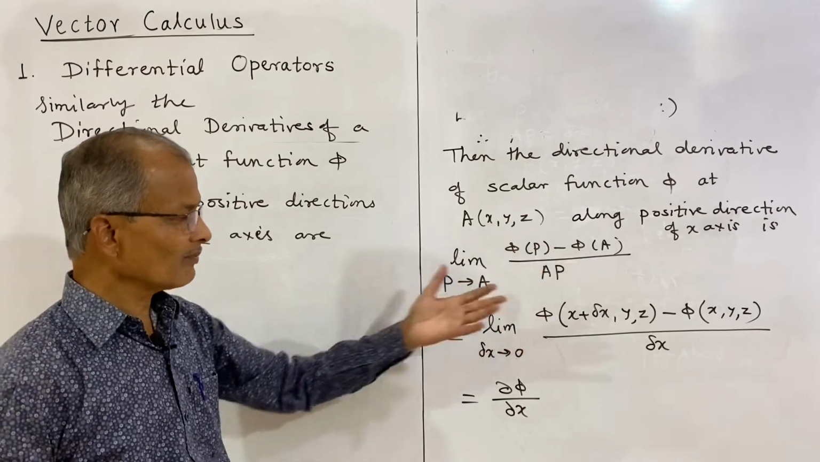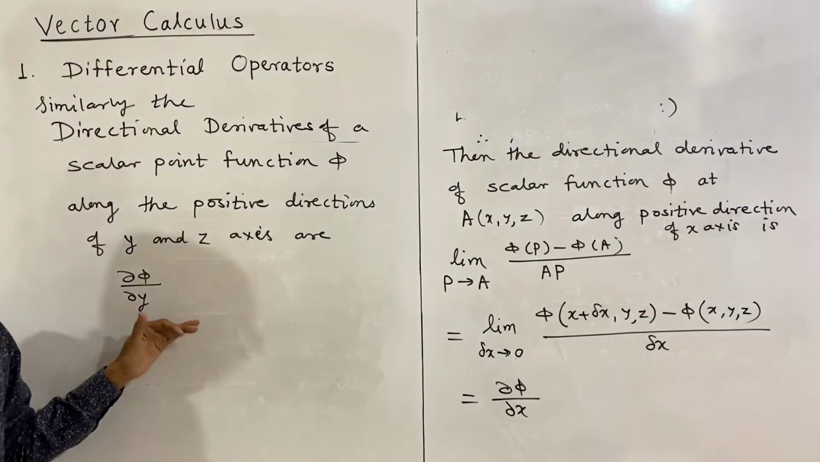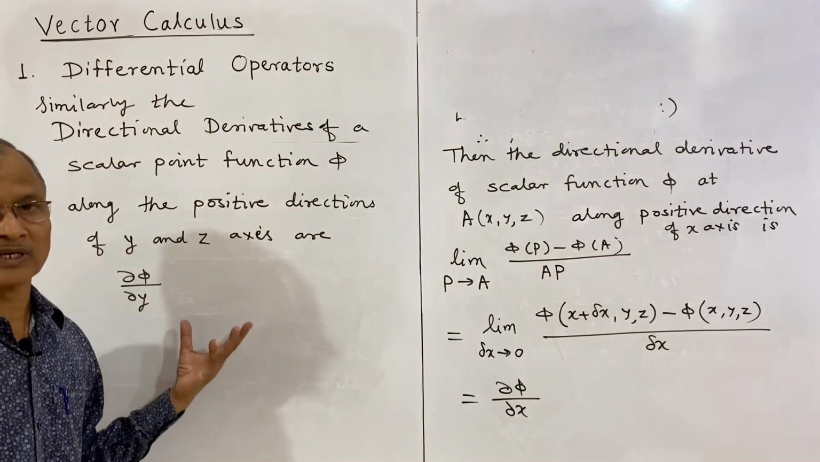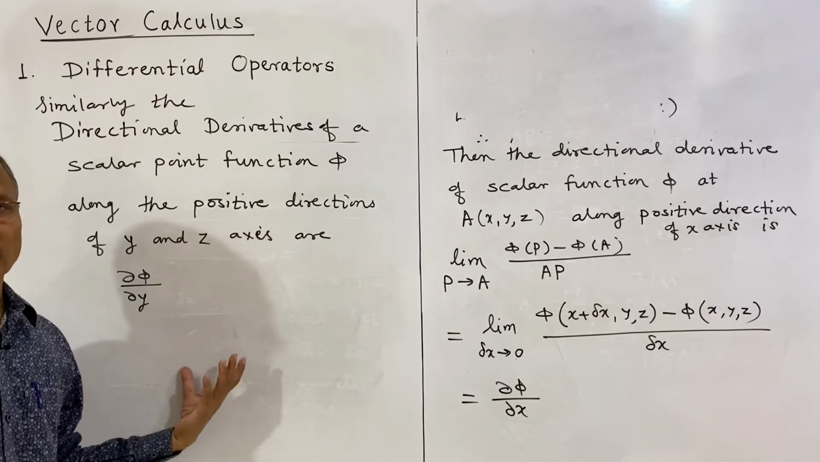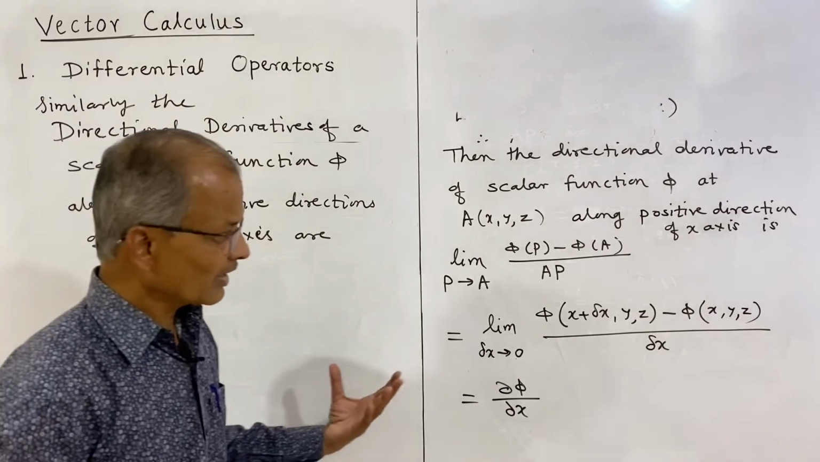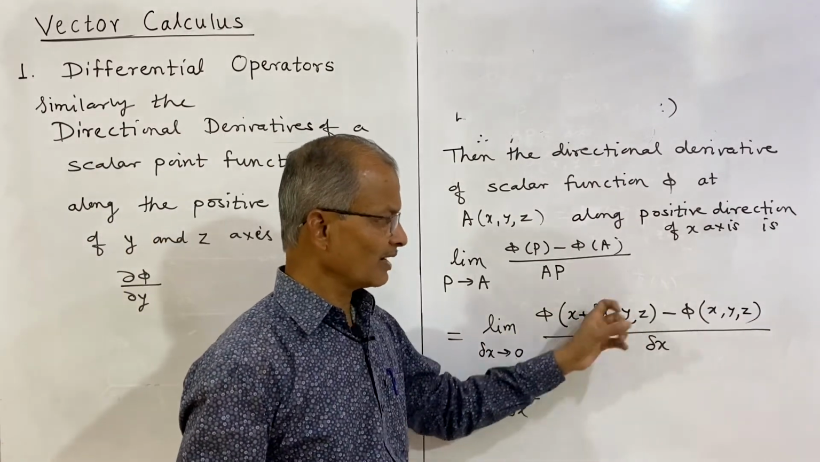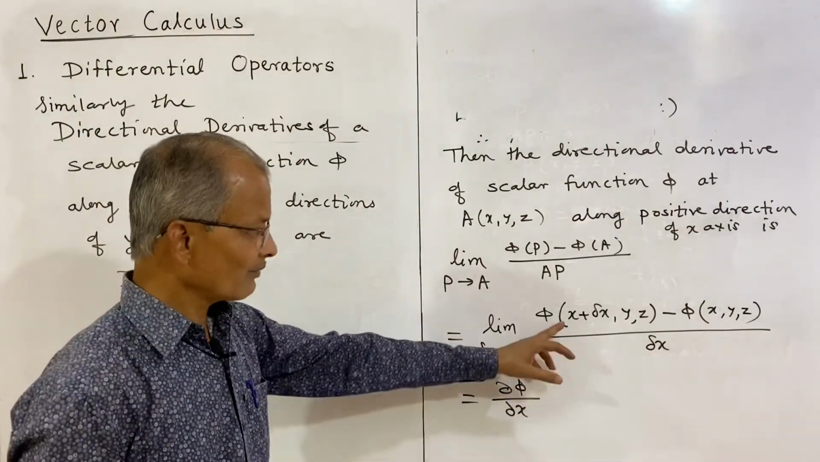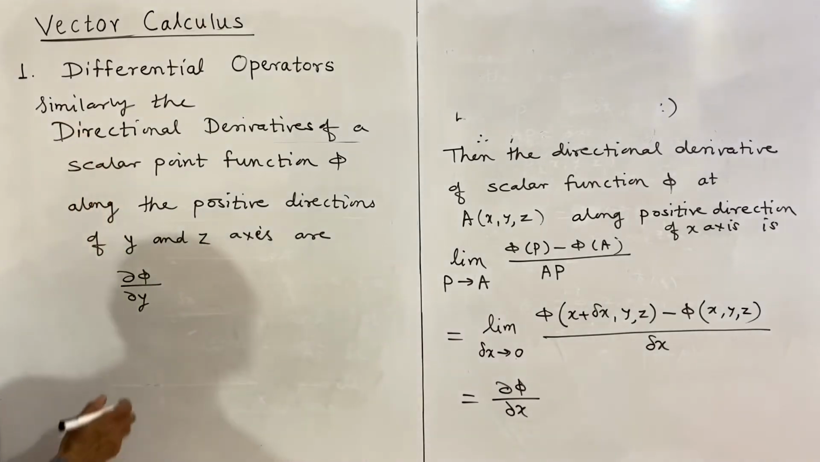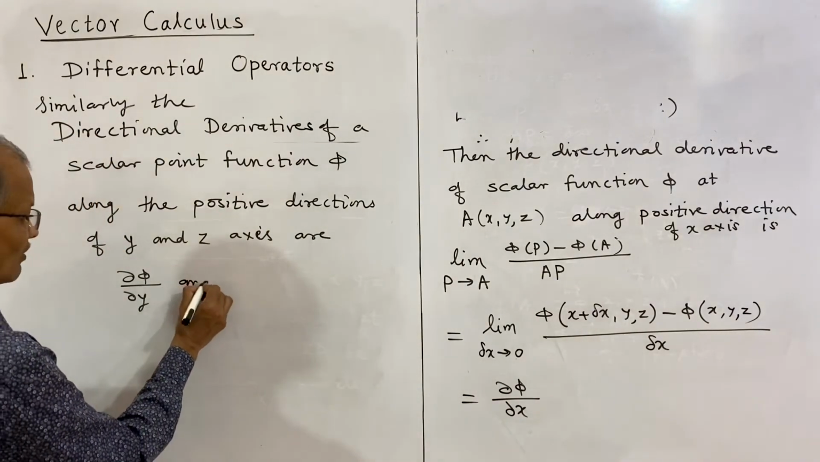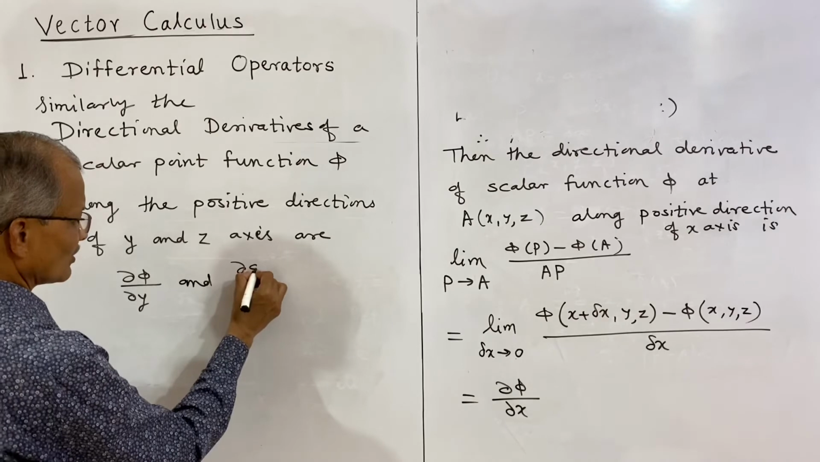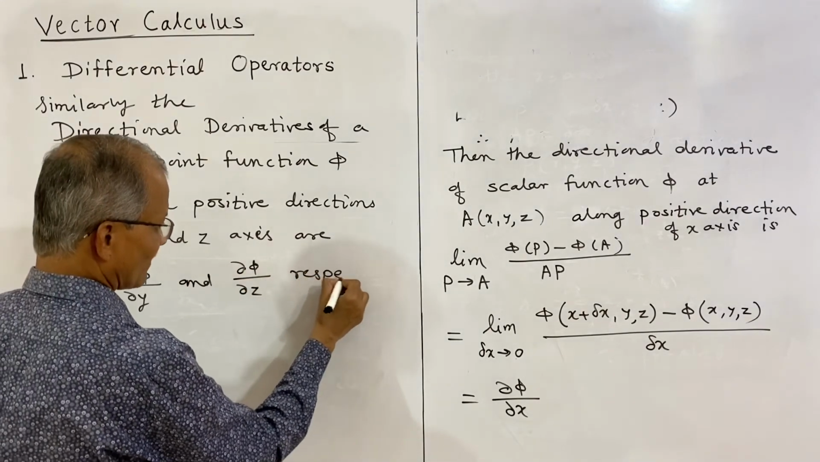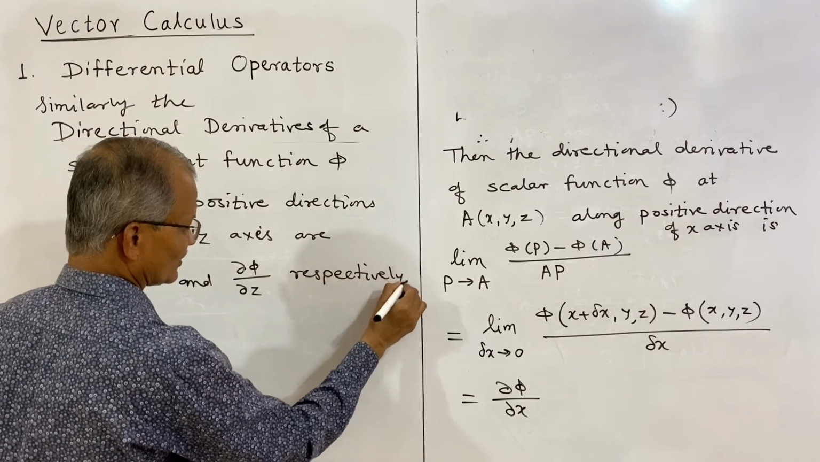If you consider the positive direction of the y axis, y will change, while the x and z coordinates remain the same, and therefore there will be an increment in y, with x and z remaining the same, divided by the increment. If you consider delta y, then that will be dou phi by dou y, and along the positive z axis it will be dou phi by dou z respectively. So this we shall remember.